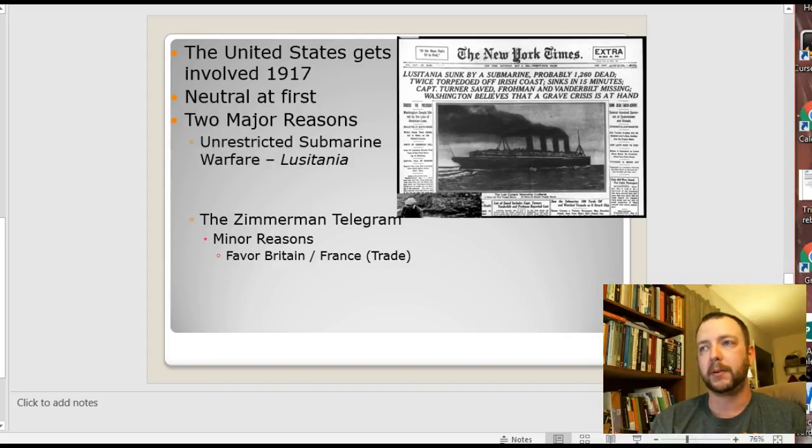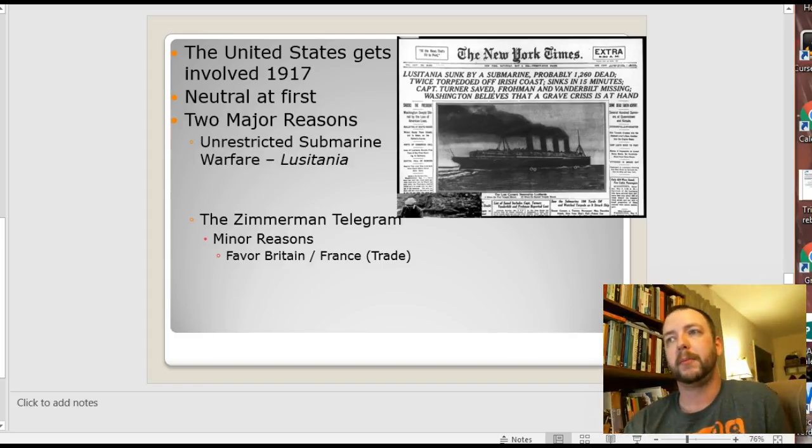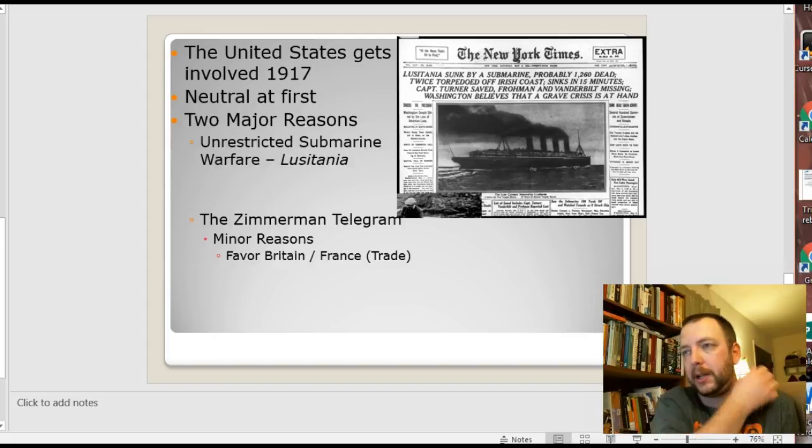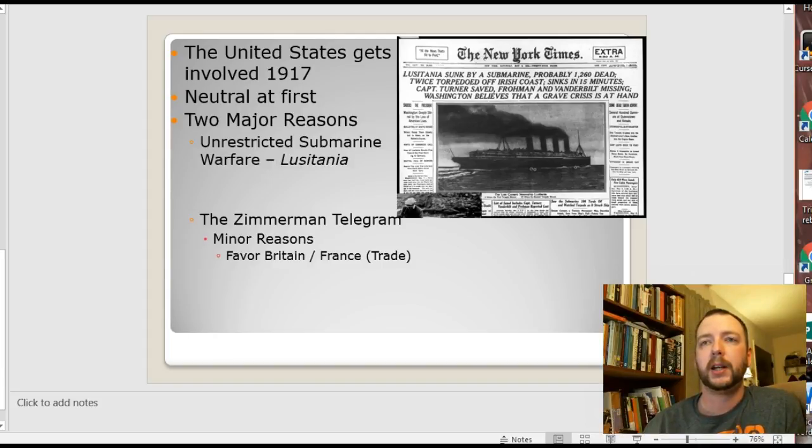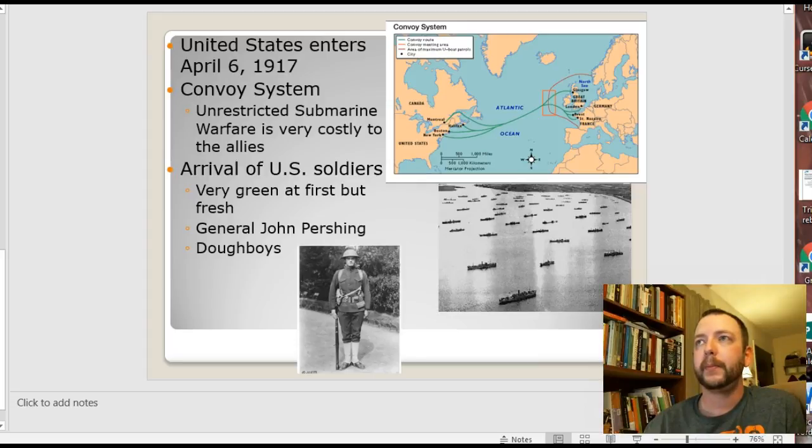Some minor reasons for the United States getting involved in the First World War is that Woodrow Wilson, the president of the U.S. at the time, and Congress in general do favor Great Britain and France in terms of trade, because they have a bigger ability to trade with the United States than Germany or the Austro-Hungarian Empire. So these are some of the reasons that the United States gets involved, and they do end up getting involved in 1917. They enter on April 6th, when Woodrow Wilson asks for a declaration of war.